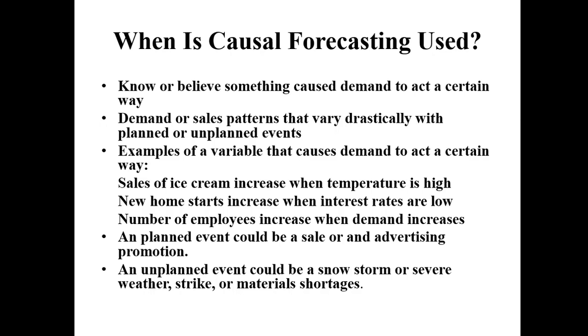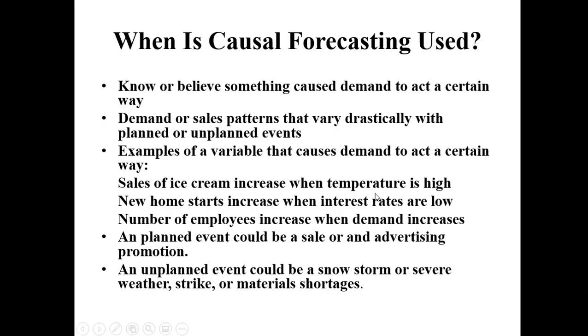We have studied different models: we already discussed trend, we discussed seasonal data, we also discussed cyclical data, and until now we have discussed irregular fluctuation. So now the question is, when is causal forecasting used? You will be able to use causal forecasting when you know or believe something caused demand to act a certain way. You know that something is happening due to some specific factors. Maybe those factors are related to the environment, the economy, or a specific person's income, etc.